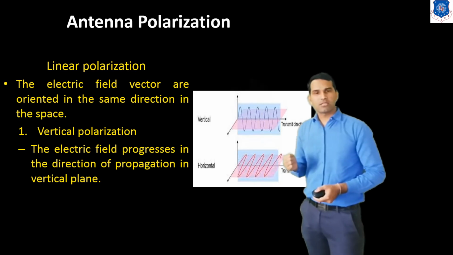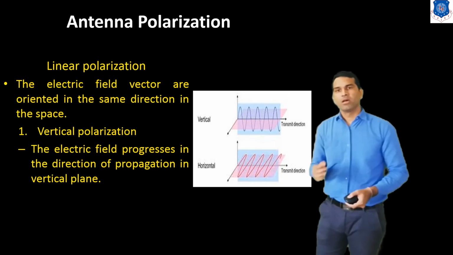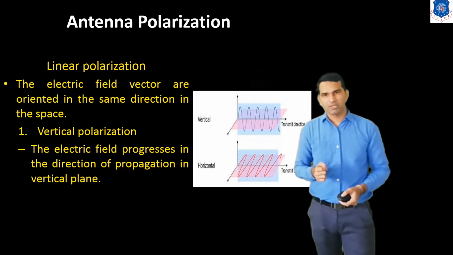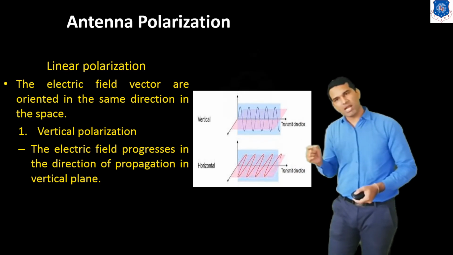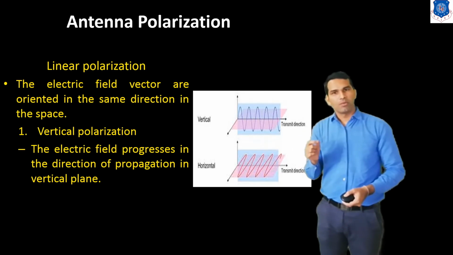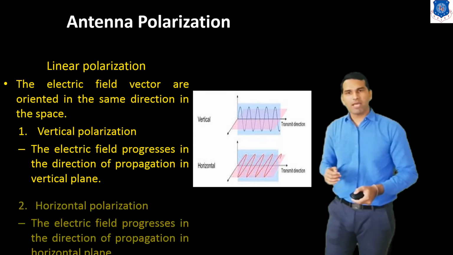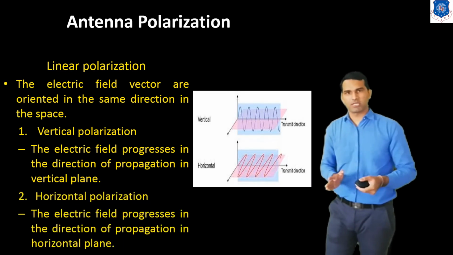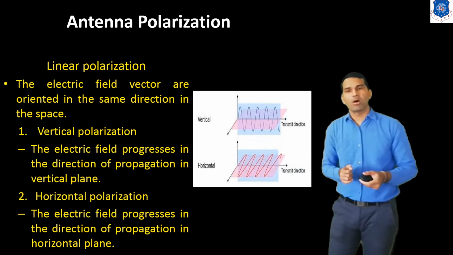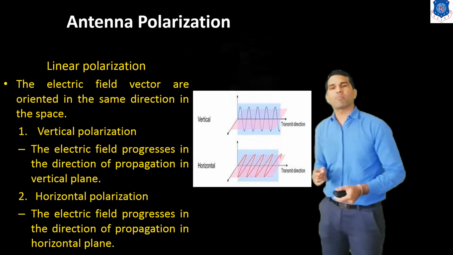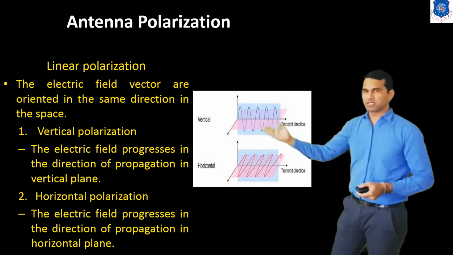The linear polarization has two types: vertical polarization and horizontal polarization. In the vertical polarization, the electric field progresses in the direction of propagation in the vertical plane. In the opposite case, the horizontal polarization, the electric field propagates in the direction of propagation in the horizontal plane. So this is the linear polarization.